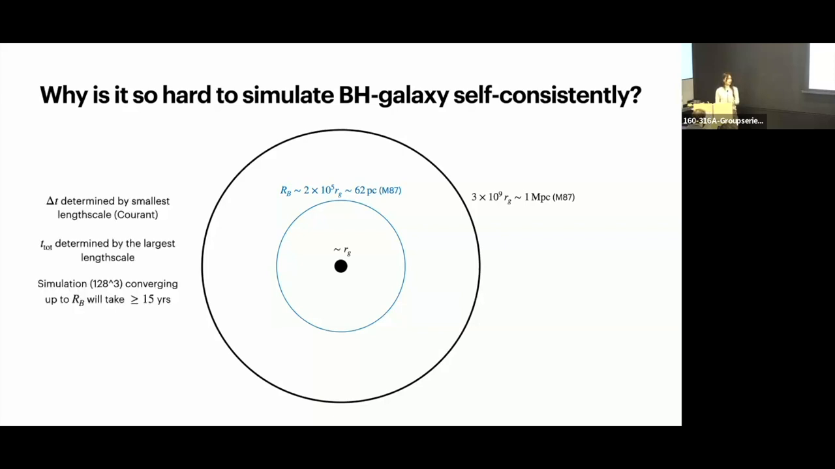If you want to simulate this whole system at once, the time step would be determined by the smallest length scale near the black hole, which is around a few gravitational radii, by the Courant condition. However, the total runtime that we have to run the simulation up to would be determined by the largest length scale that we want the convergence up to. So if we assume that we want a simulation that converges from the event horizon all the way to the boundary radius at this given resolution, it's going to take around 13 to 15 years to complete, which is very impractical.